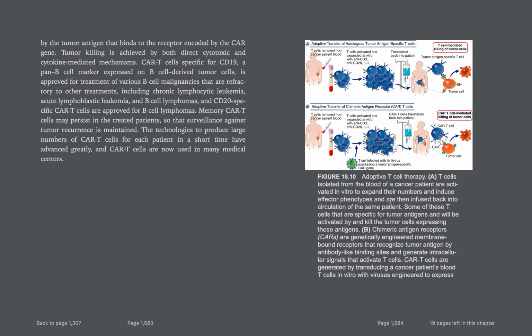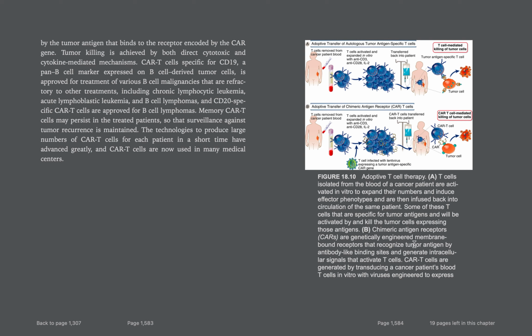So let us read a little bit about the diagram. It says adaptive T cell therapy. T cells isolated from the blood of the cancer patients are activated in vitro to expand their number and induce effector phenotypes, and then infused back into the circulation of the same patients. Some of these T cells that are specific for tumor antigens will be activated by and kill the tumor cells expressing those antigens. So that is number one.